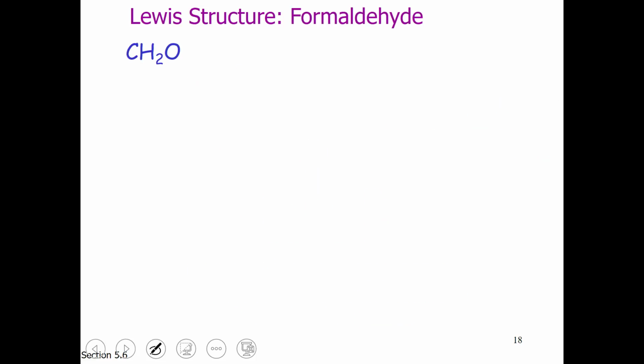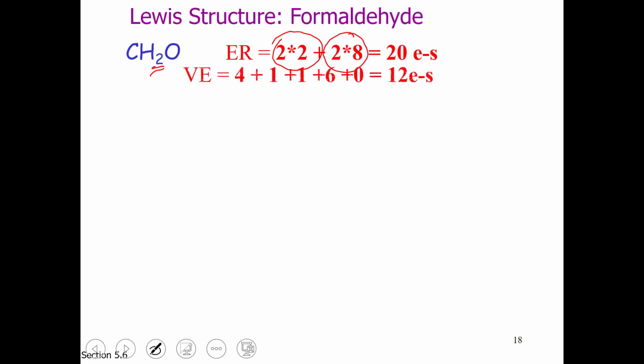What about formaldehyde? Well, electrons required, remember we have 2 hydrogens, and those like 2 electrons around it, so that's where the 2 times 2 comes from. And we have 2 non-hydrogens, the carbon and the oxygen, so that's where 2 times 8 comes from, 20 electrons.